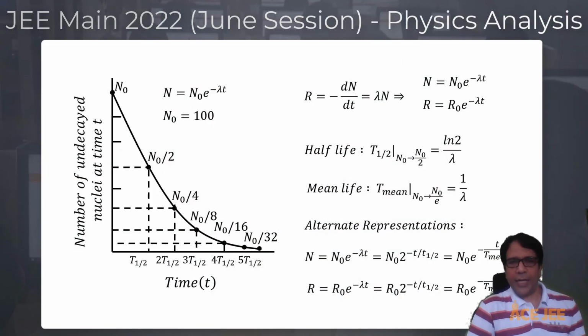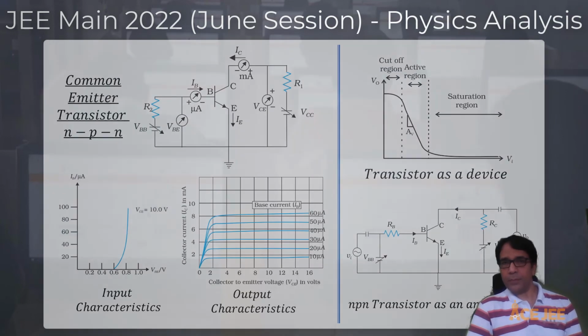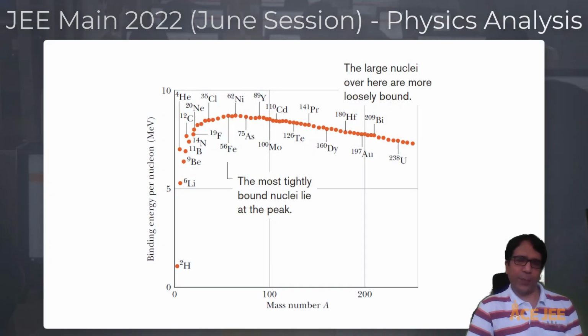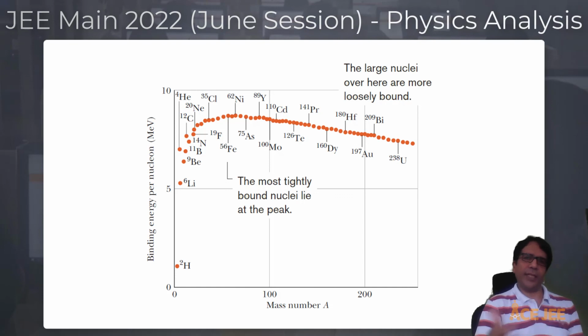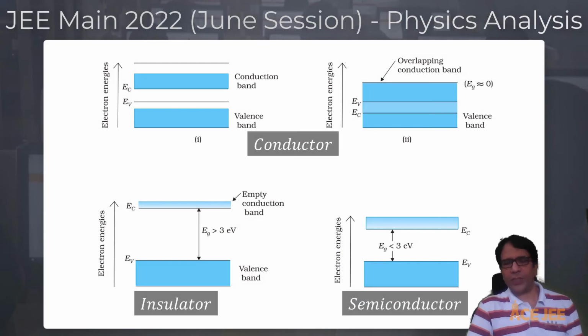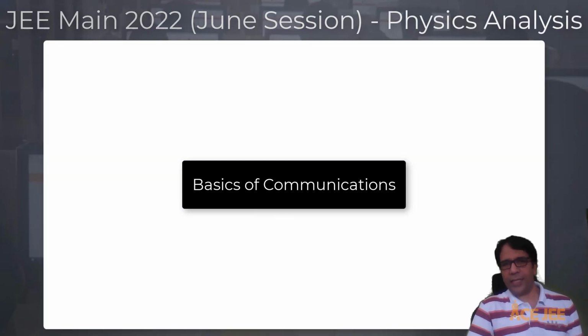Then there were, again, quite a few questions on radioactive decay, transistor and the common emitter configuration, questions testing your basics of nuclear physics. That is, during the nuclear reaction, the mass is conserved, the charge is conserved, the momentum is conserved. Then there were a couple of questions on the basics of diodes or the PN junctions. Now, again, there were a couple of questions on the basics of communication.